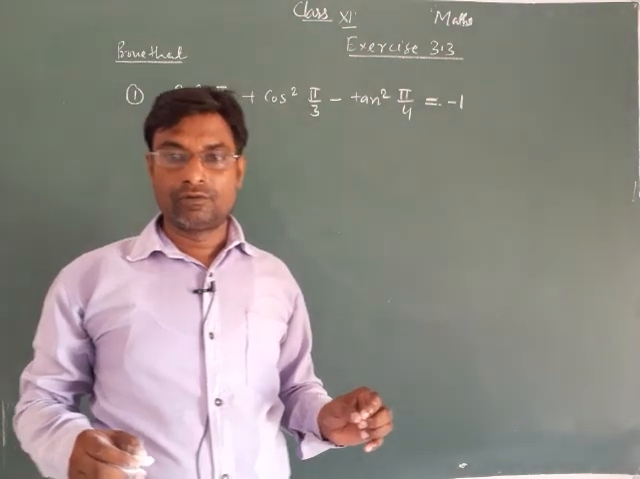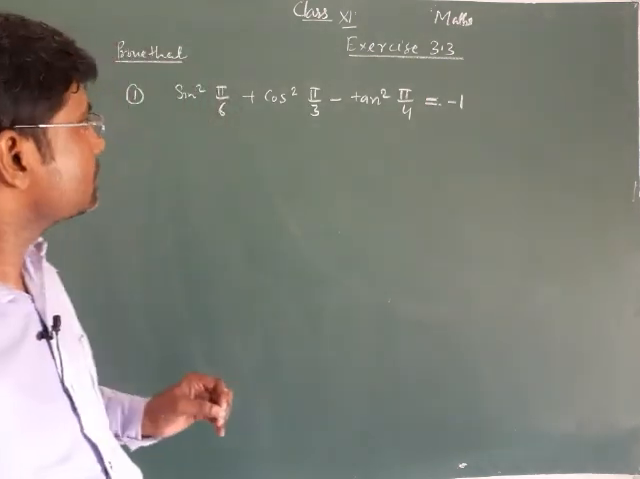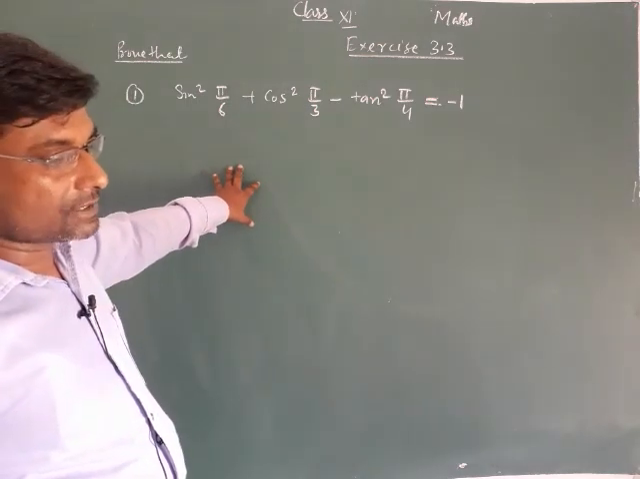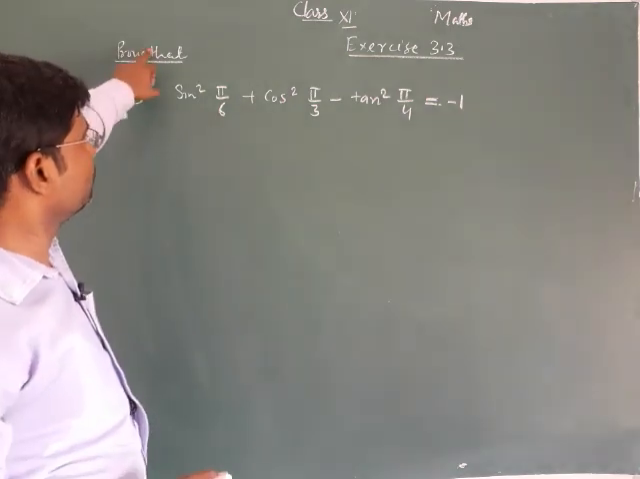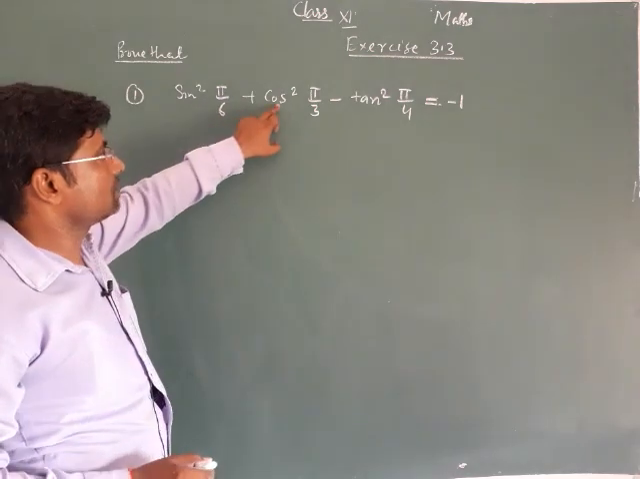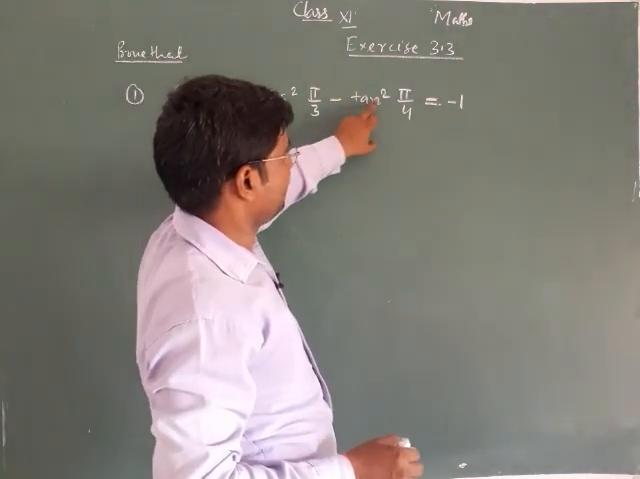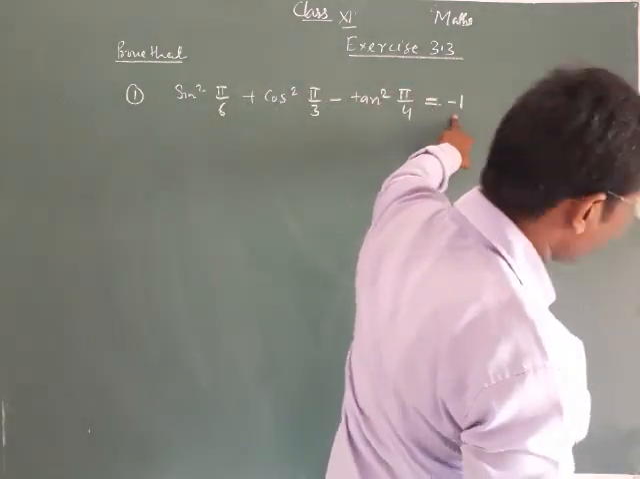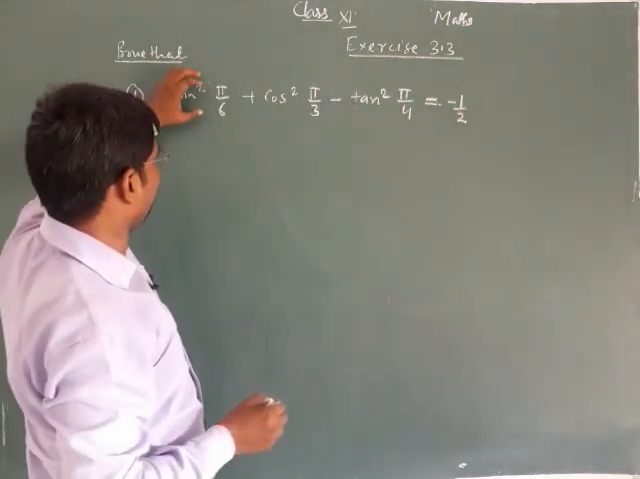Dear student, today I will solve exercise 3.3 in trigonometric functions. So now let us start question number 1. Prove that sine square pi by 6 plus cos square pi by 3 minus tan square pi by 4 is equal to minus 1 by 2.